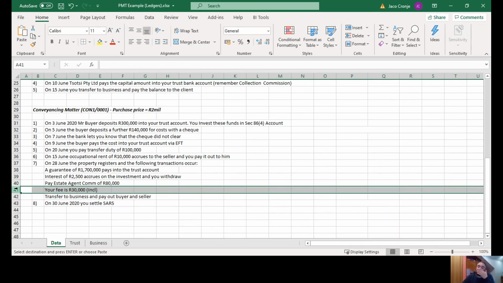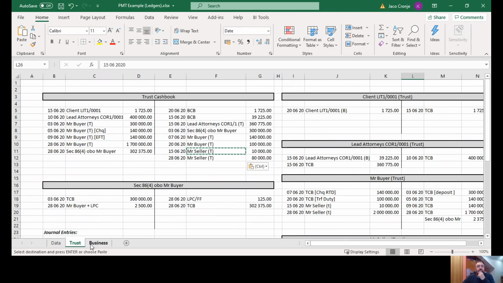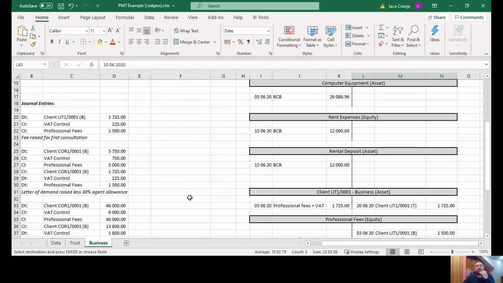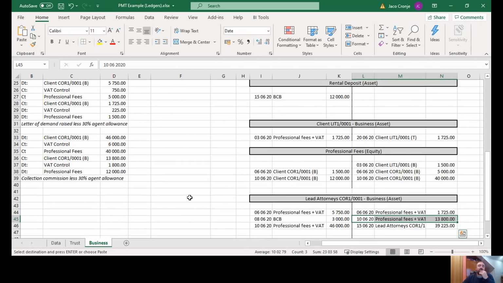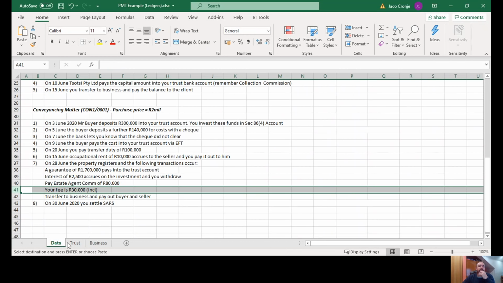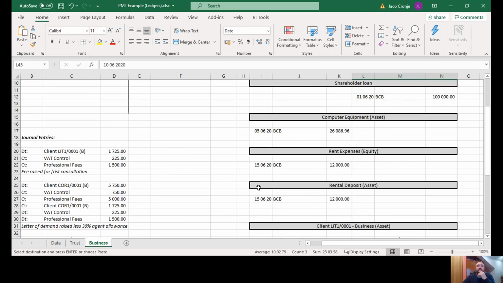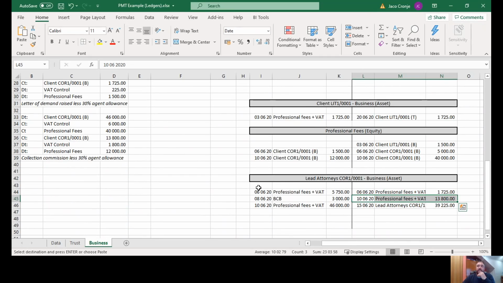Okay, now it says our fee is 30,000 Rand inclusive of that. So what does that mean? That means we have to go and raise a fee. Do we raise fees in trust or business? The answer is fees have to be raised in business, and then we can do a trust to business transfer to the value of that fee. So let's do it the easy way and first use the little T accounts as a hack. So I'm going to copy that one out here.